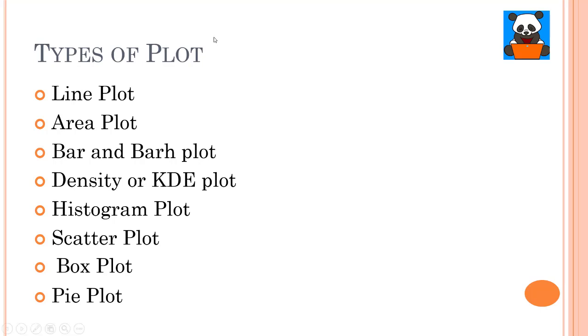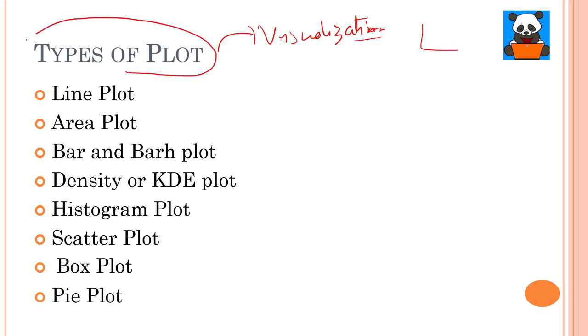In a previous session, we already started with the visualization concept, where we understood the meaning of visualization and the reason behind doing it. I also talked about how we have to work on plotting, like having a graph, so we have to use plots. Today we'll be moving towards the concept of types of plots.